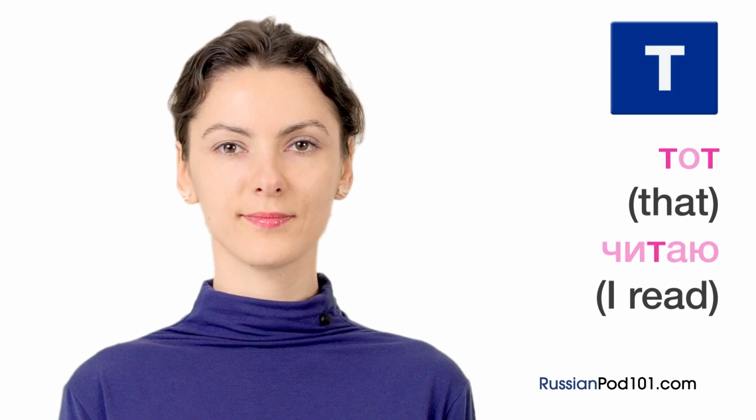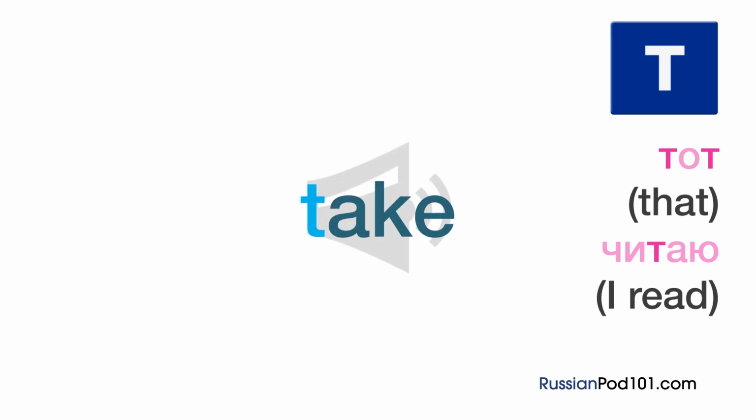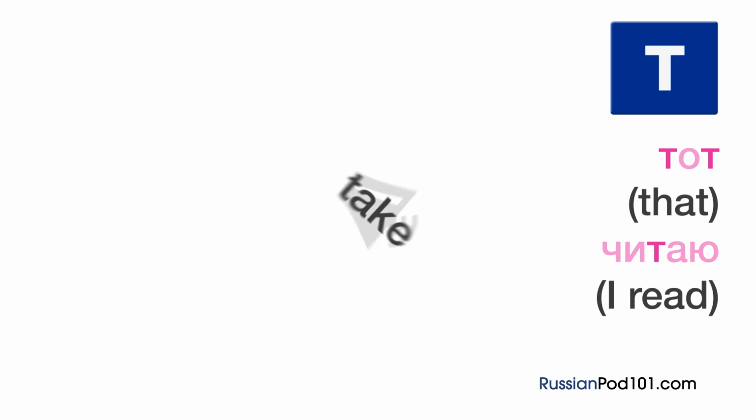The first consonant is Т. Тот. Читаю. This is like the T in the word take, except in Russian, the T sounds a little heavier. Stress this consonant more than you would in English by flattening the tip and blade of the tongue against the upper teeth. The tip of the tongue should touch the lower teeth, while the front part of the tongue should be touching the upper teeth.